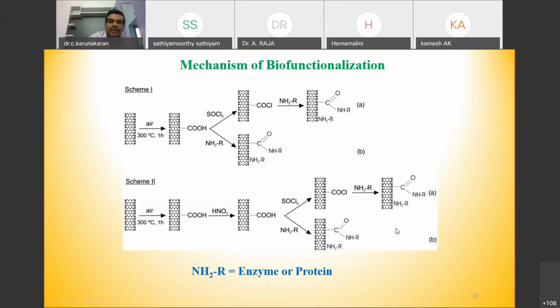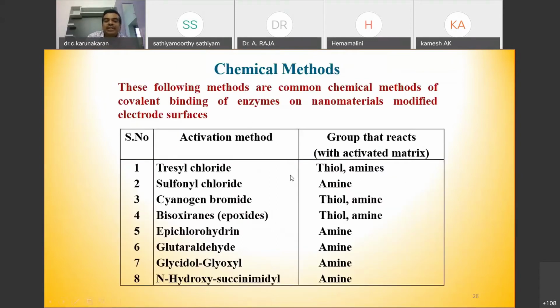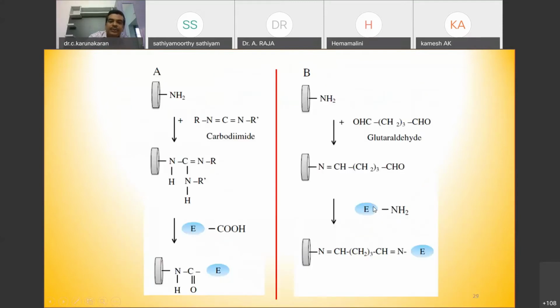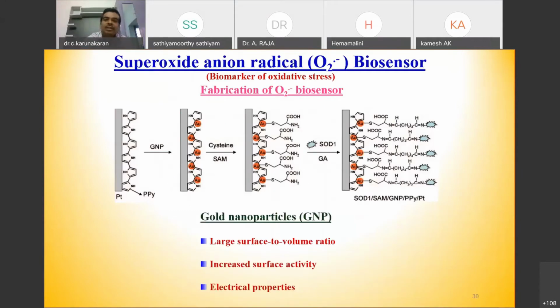Okay, chemical methods used for bioconjugation. I have shown here, for example, the glutaraldehyde method and the acyl chloride method. We have mostly used glutaraldehyde, which is used to conjugate the enzyme to the electrode. That is a very important step. Otherwise, the enzyme will be washed out from the electrode. Let us see here. You will understand now a case.